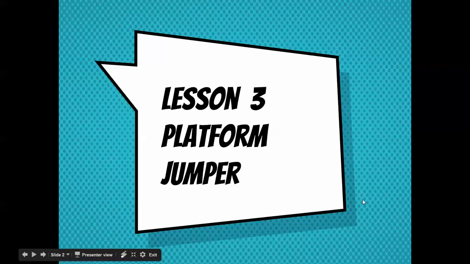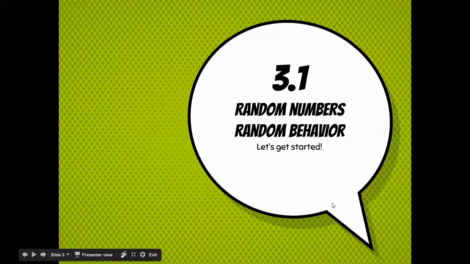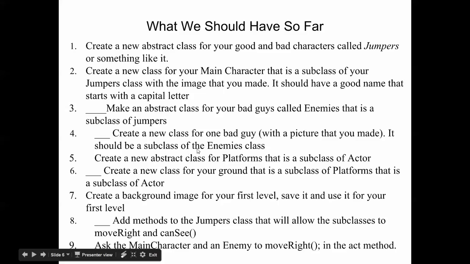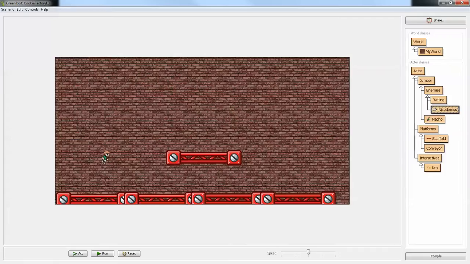Alright, programmers and ladies and gentlemen, we're going to do lesson 3, the platform jumper. We're going to use random numbers to get random behavior. Okay, so the red text means stop, you know this. Green text means go, do something. Alright, here's what we should have so far, and if you don't have this, let's fix that.